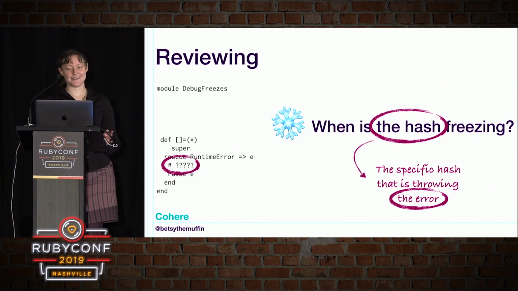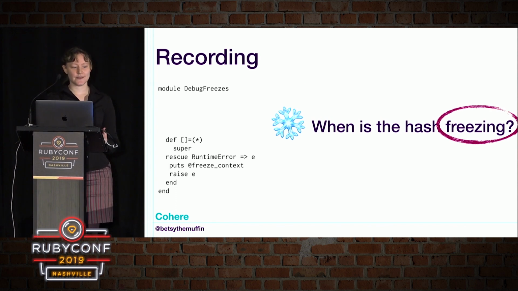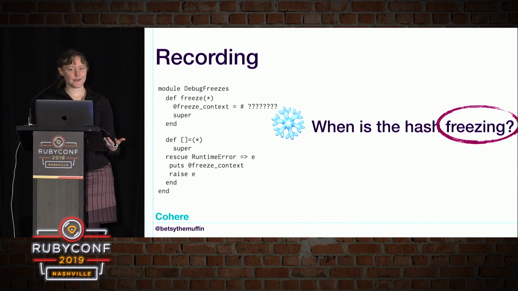But that's fine, because that is a recording problem. We can think about recording problems by thinking about the actions we want to record. In this case, we're interested in when the hash is freezing, and so we instrument the freeze method. And so now the question is, what do we instrument that with?